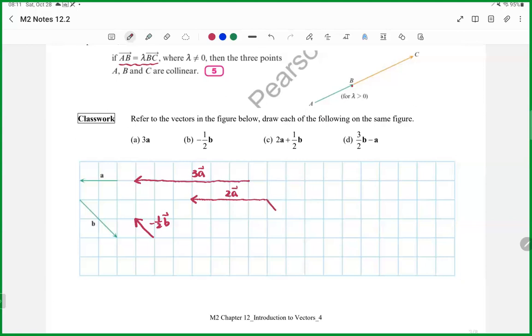I draw 1 over 2 b here. So it's this way. Use the parallelogram. This will be 2a plus 1 over 2 b.